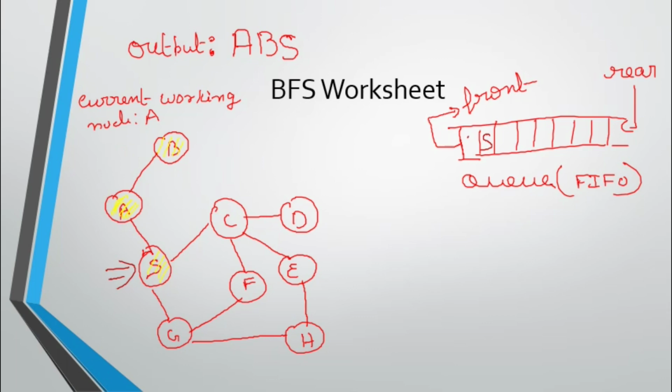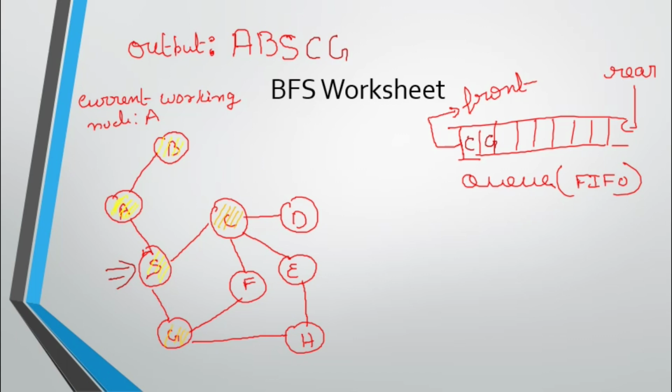Now S is already visited, so you can remove it from the queue, and at that time you need to see where it is leading. It is going to C and G. So you can write C and G in the output sequence, and you have to add C and G into the queue. C is visited first, then G. So together they are visited.